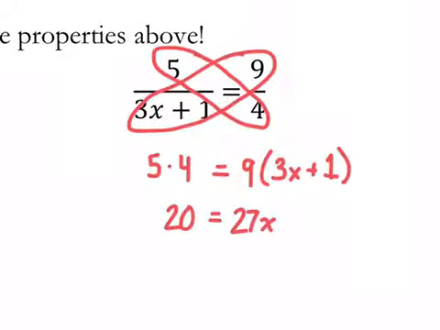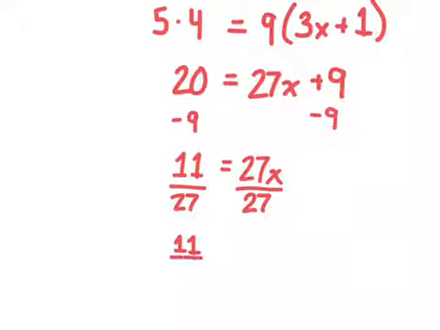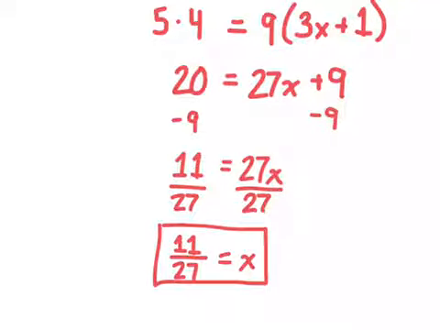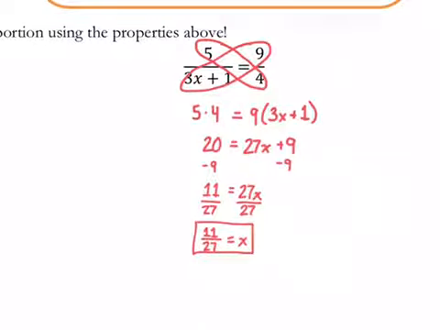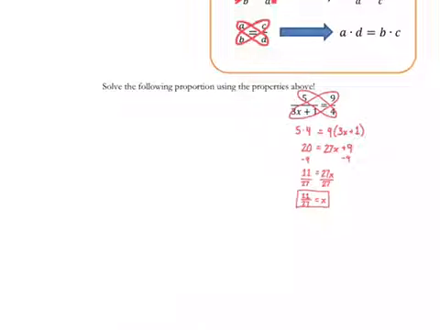From here, I would just solve this like we've solved a lot of those two-step algebra problems that we've been doing this entire unit. So I'm going to subtract 9 from both sides here. So I'm going to get 11 is equal to 27x. Then I divide both sides by 27. And that is my answer. I can't reduce that fraction 11 over 27 any better than that. So this is just going to be x is equal to 11/27. And that's basically it for solving proportions. Let's go to the next page.